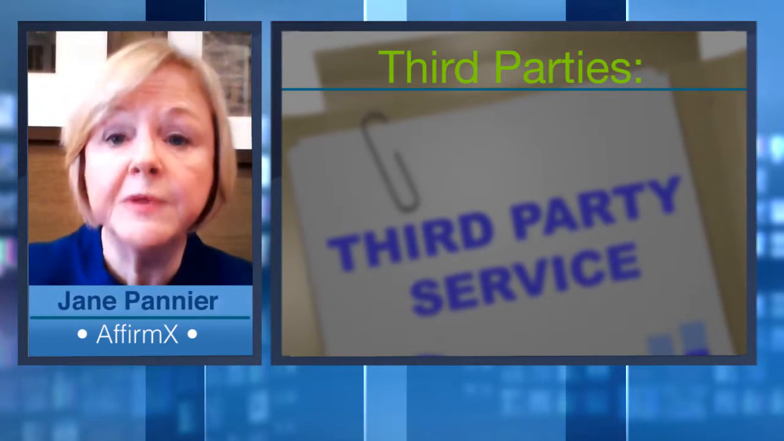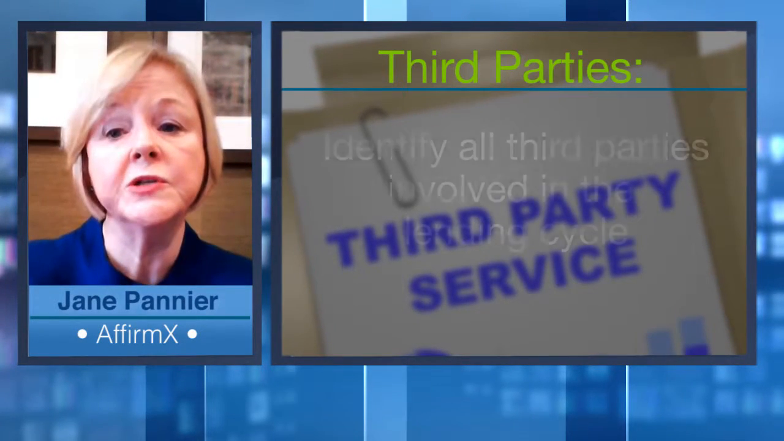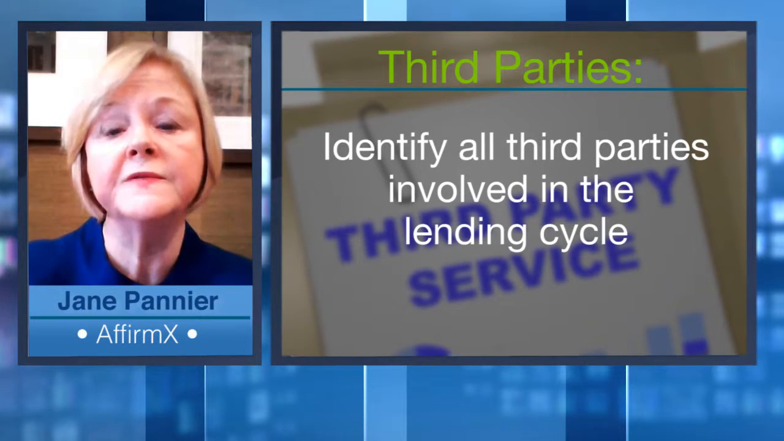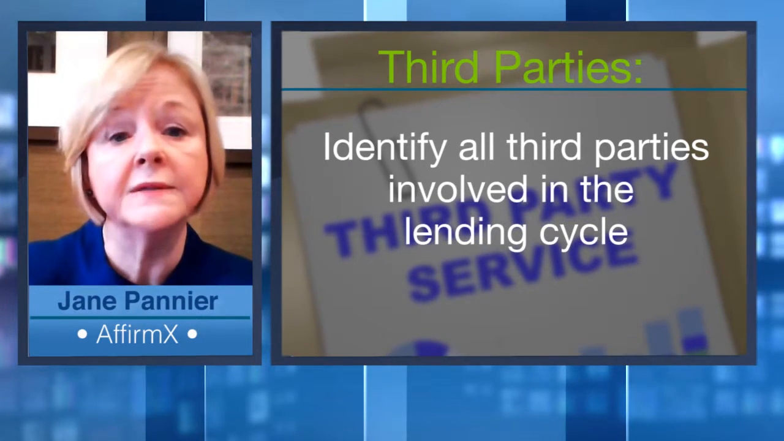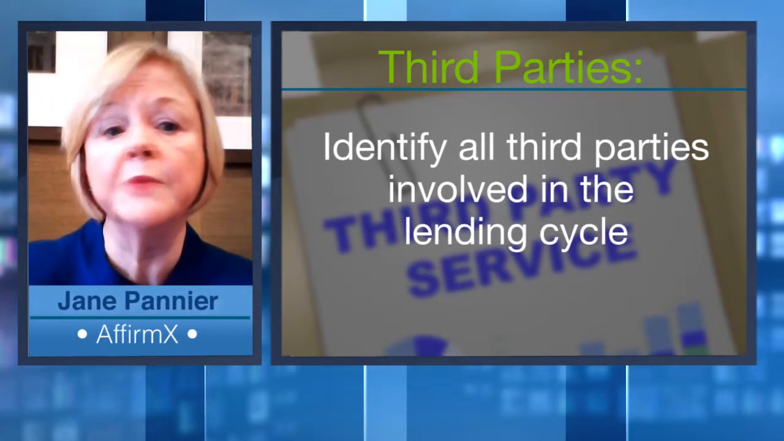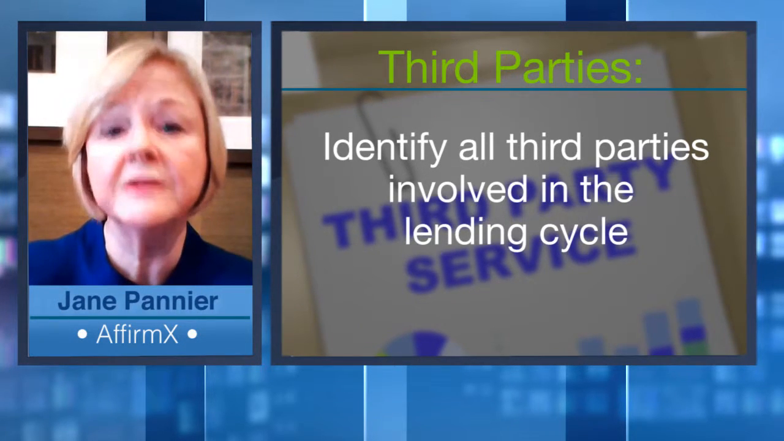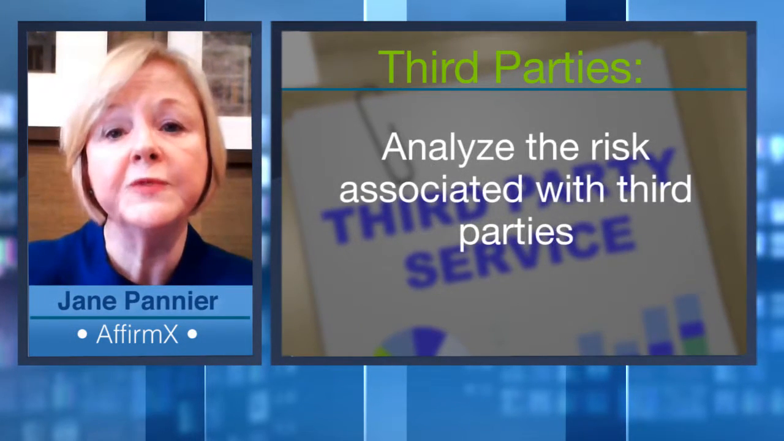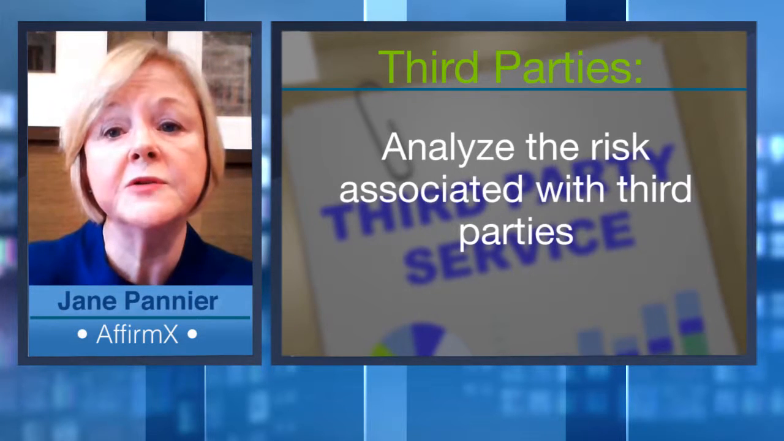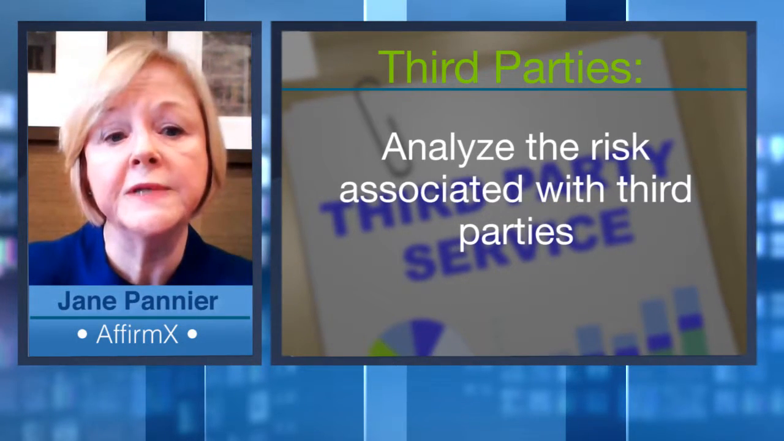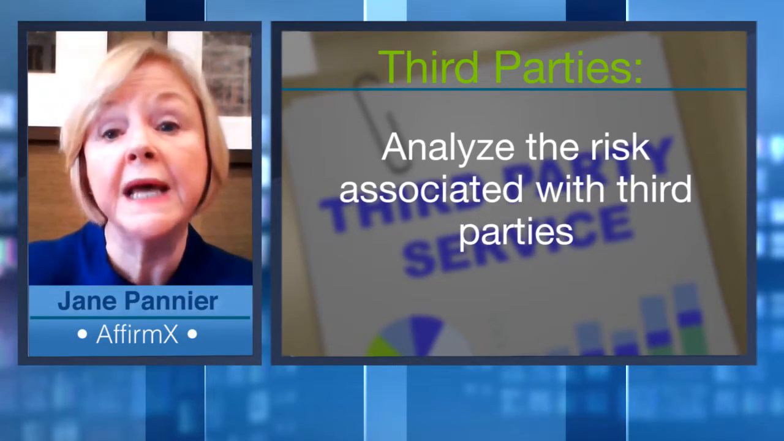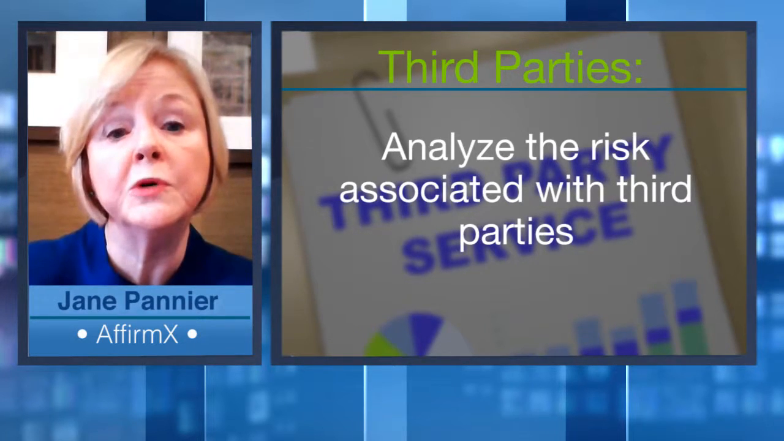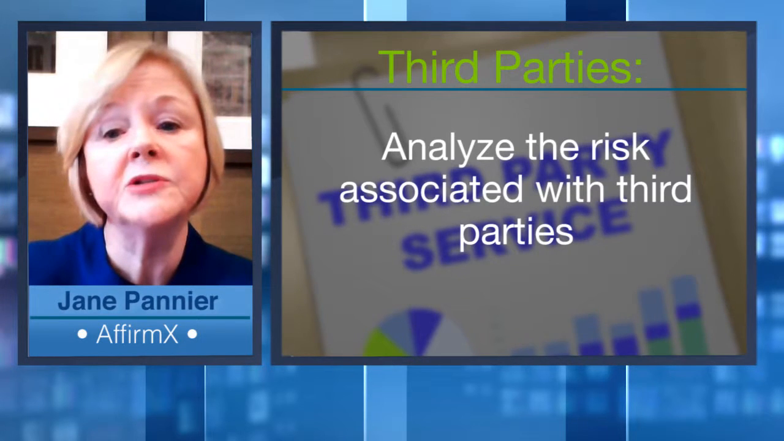To the extent applicable, financial institutions should identify all third parties involved directly or indirectly in the lending cycle, from marketing to servicing and collections. They should further perform an analysis of the risks associated with those third parties through direct activities on behalf of your financial institution or through the third party's own activities that may impact your institution's fair lending performance.